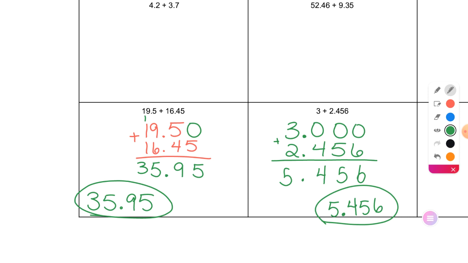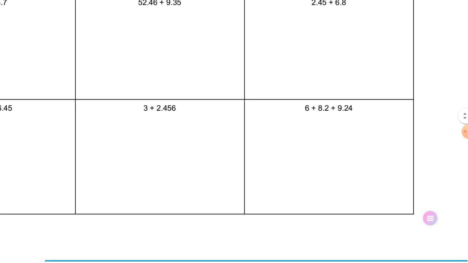Okay, I want you to try the last one. 3 of them. Do we know how to add 3 numbers all at the same time? Yes. Yes, you just line up the decimal points, do it exactly how you would before.